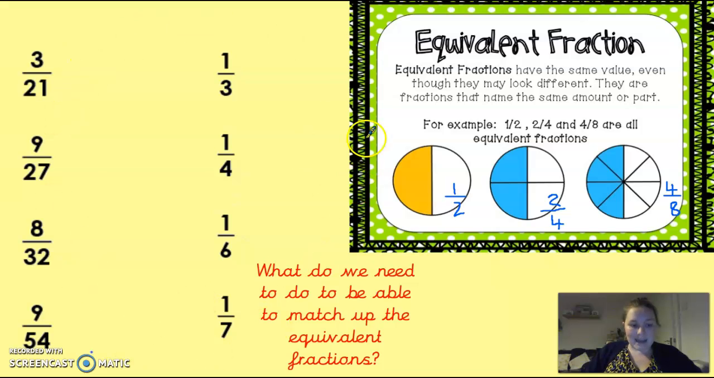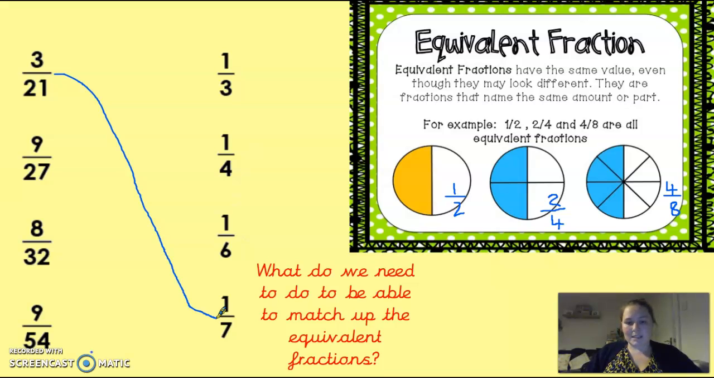Let's look at these together and we'll work through them together. So 3 over 21, what's that going to be equivalent to? So I do need to know my times tables so that I can see what can I divide by here. Can I divide both by 3? Yes. Now 3 divided by 3 would give me 1, and 21 divided by 3 would give me 7, which means that 1/7 is the equivalent.